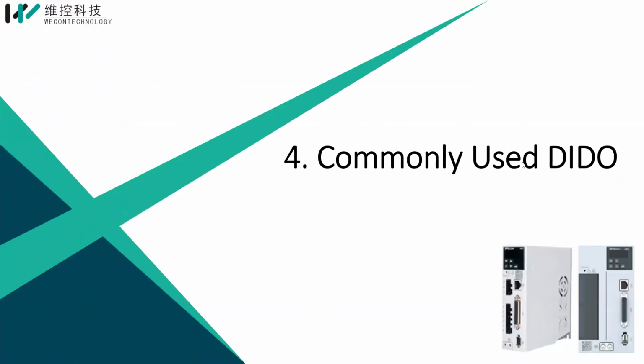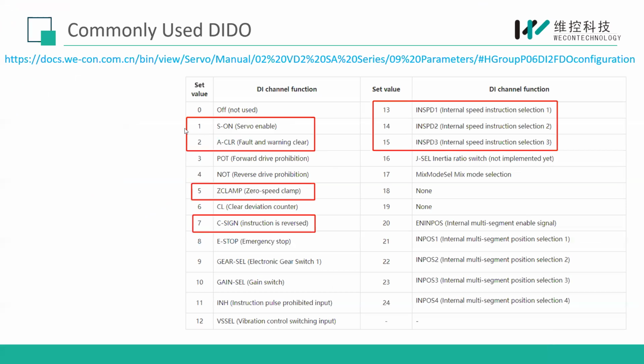Okay, and the last part is about some commonly used DI/DO terminals in speed mode. First, here, the enable and the alarm, usually these two are commonly used in all control modes. But here for 5 and 7, these two are usually used in position control. And also on the right side, you can see here there are 3 DI inputs, which are used to select internal speed.